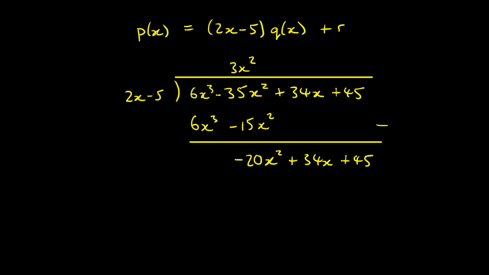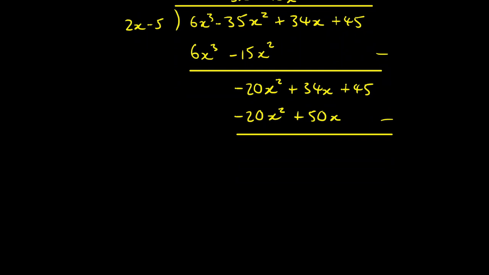Okay, so now negative 20x squared is our new leading term. We're going to divide it by 2x. If we do that, we're going to get negative 10x. Okay, and then we take the negative 10x and we multiply it through by this divisor. So negative 10x times 2x is negative 20x squared. Negative 10x times negative 5 is positive 50x. And again, we're going to have to subtract the one from the other.